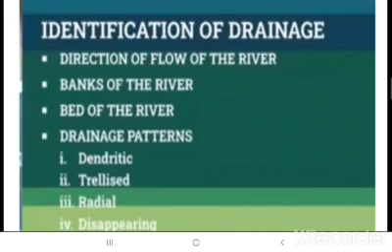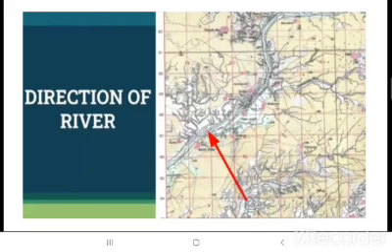The next topic we will be discussing is drainage: how to find out the direction in a given river and the bank of that river, and what the different drainage patterns are. When you look at the topo maps, you can see the streams, and in some of the streams you can see a black arrow mark. That black arrow mark points in the direction in which the river is flowing.